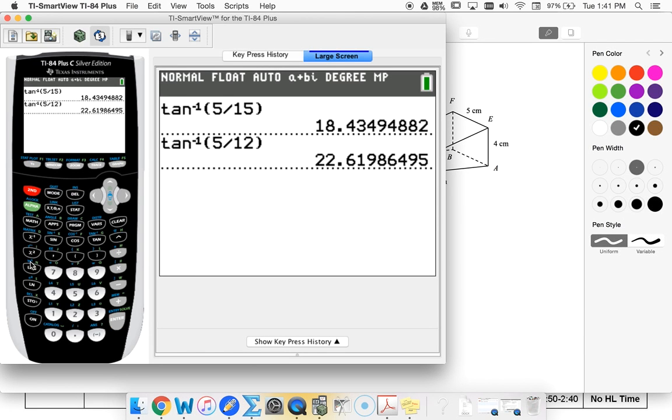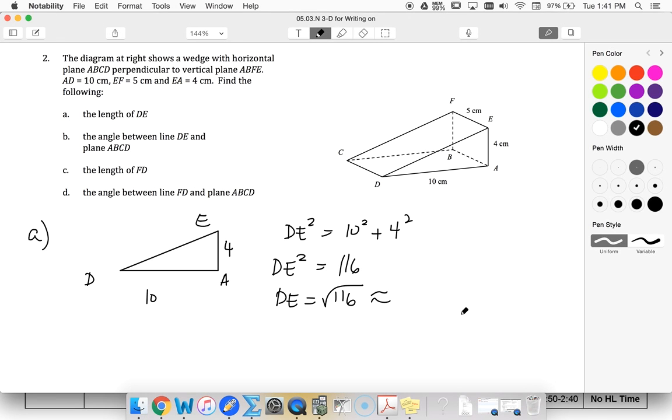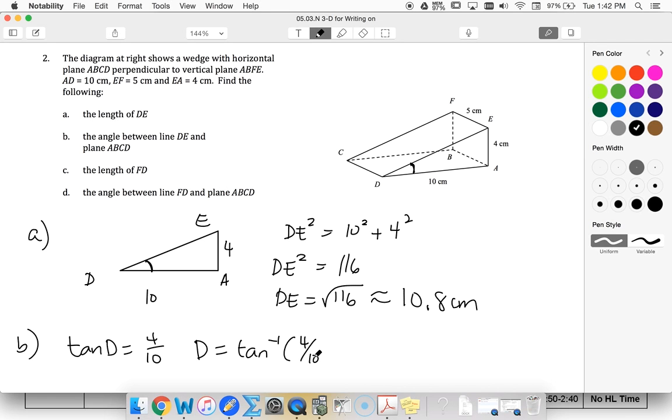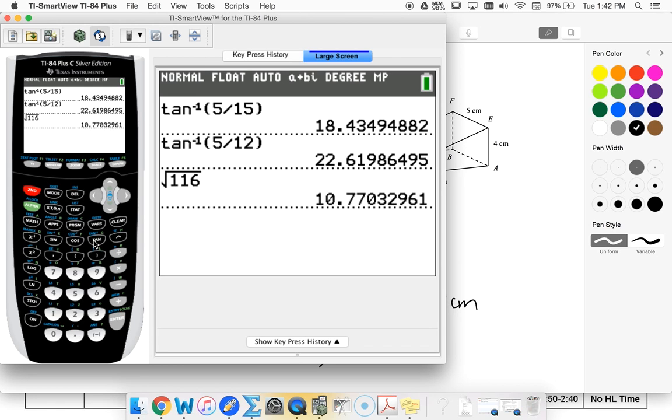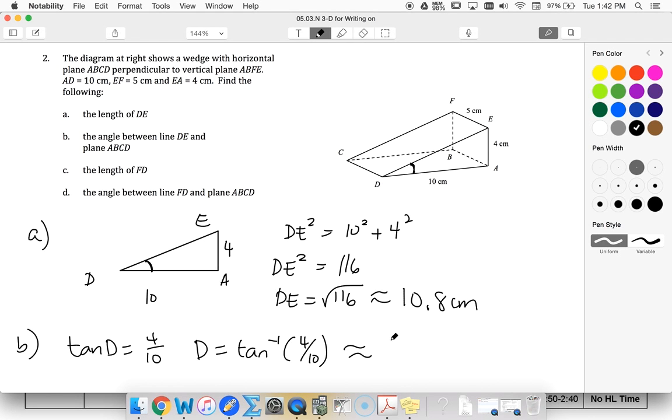So let's see, square root 116, 10.8 centimeters. Now we have some units. All right, the angle between DE and the plane. Well, now we're looking for this angle. Again, I could use any of my SOHCAHTOA, but I'm going to go with tan because I love those numbers 4 and 10. So D is tan inverse of 4 over 10, which is about 21.8 degrees.